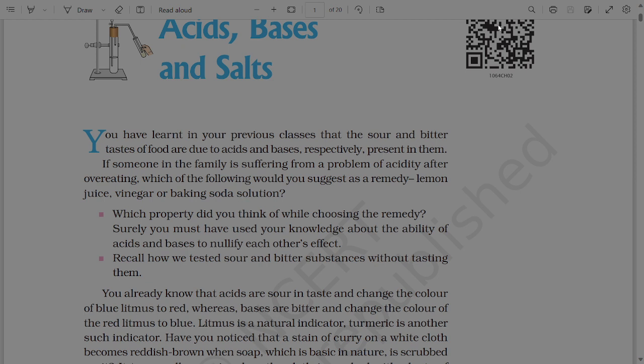Actually, he's saying that if a family member is suffering from acidity, it means the release of HCl in our stomach is more than required. So he is suffering from acidity. To neutralize it, we will need some base, and we will study in this chapter what is an acid, what is a base, and we will learn to identify which is an acid and which is a base.